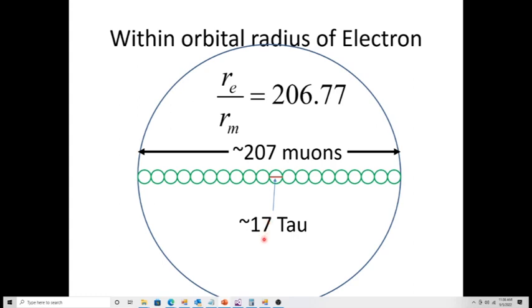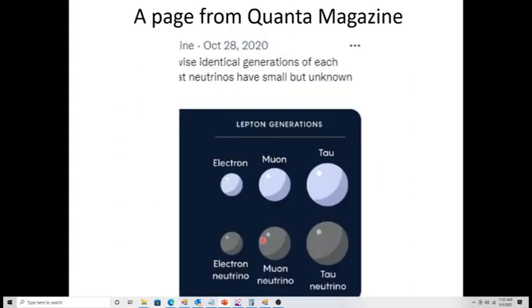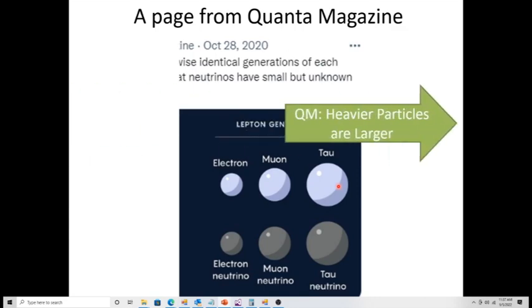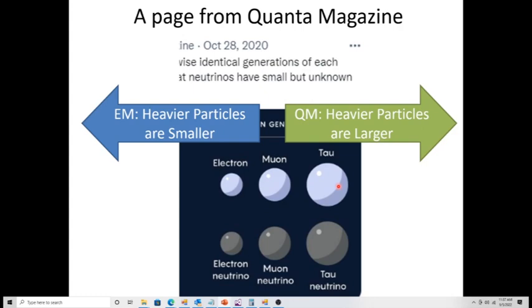Okay, and in ethereal mechanics, the smaller you are, the more energy you have, and the more inertia, what scientists call mass, you have. Now, if you look at a page from Quantum magazine, the quantum grease monkeys say, well, the tau must be bigger because it has more mass. And you'll see that in the literature. They call the tau the large electron. It's not. It's smaller. They got it backwards. So again, in quantum mechanics, heavier particles are larger. In ethereal mechanics, heavier particles are smaller.